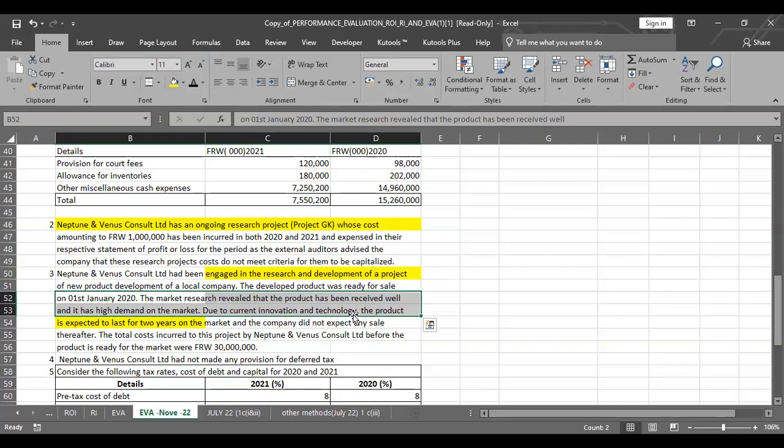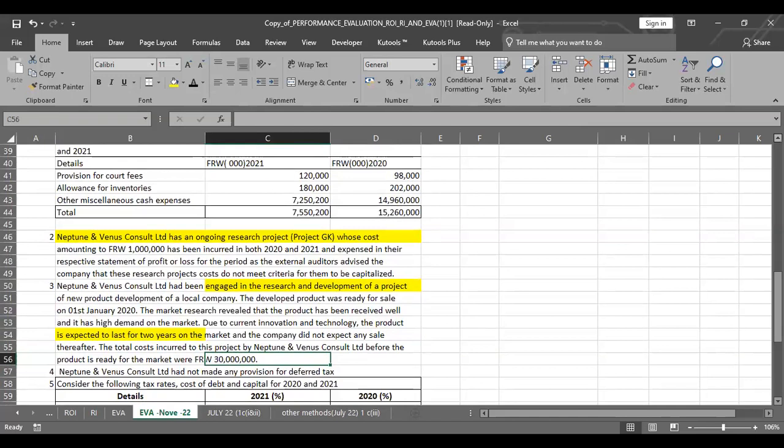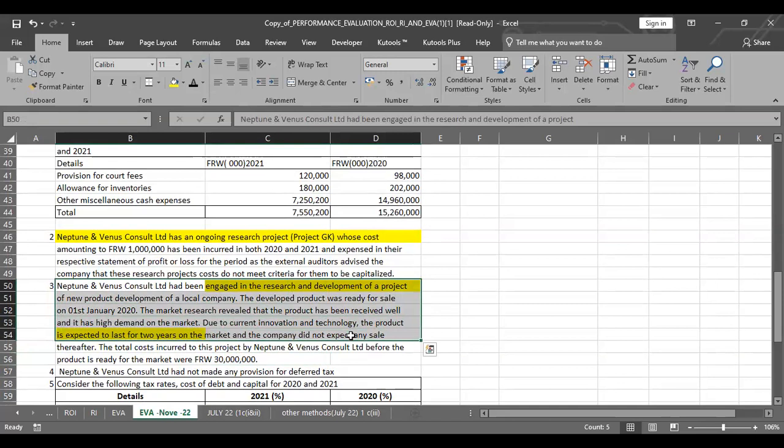So the 2 years is where I got the 2, and the total cost incurred on this project by Neptune and Venus Consult before the product is ready for sale is equal to that amount. So the idea is, that is what we have, they say it is equal to this 30 million. So what do we need to do with it? Because it's a part of what they're saying. It is engaged in this idea of a new product that is developed and, of course, to be ready for use and to be let into the market. So why are we expensing it?